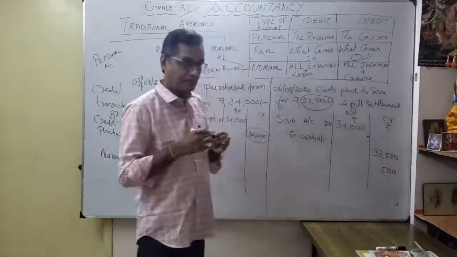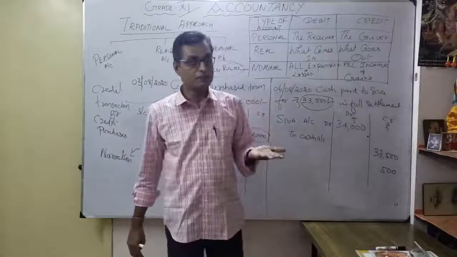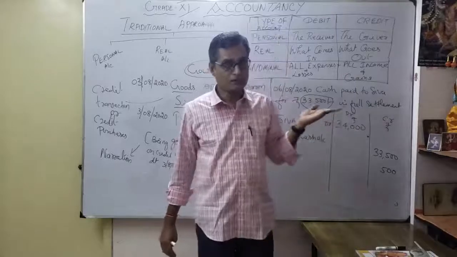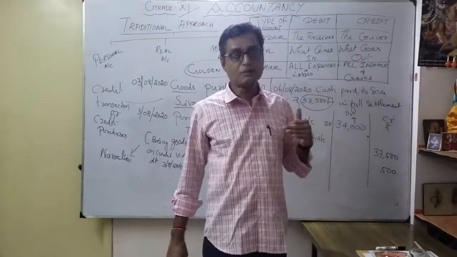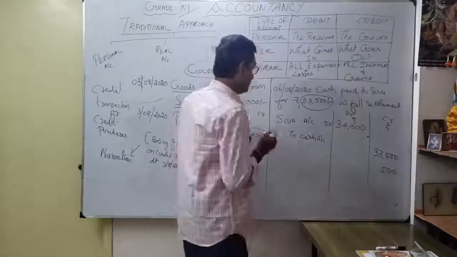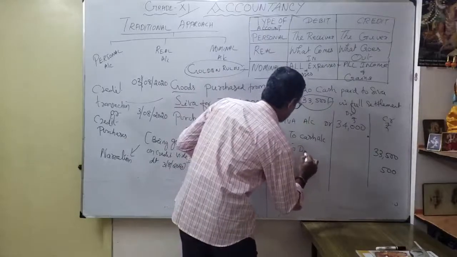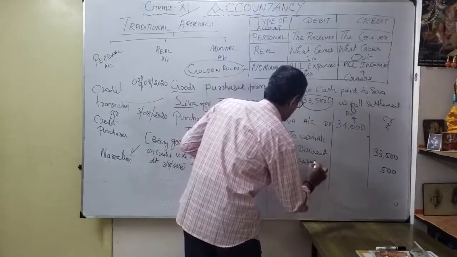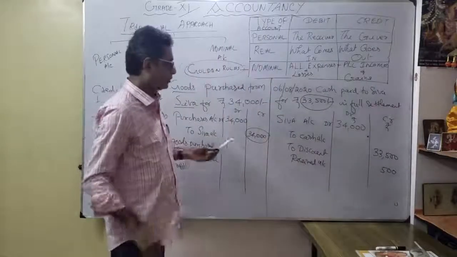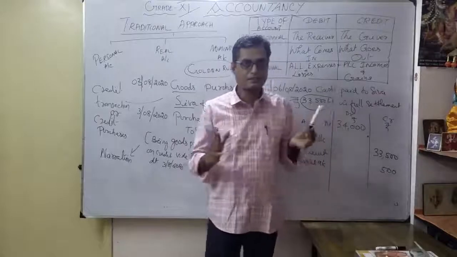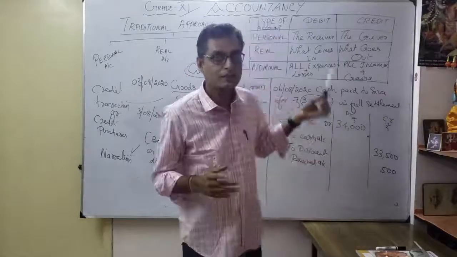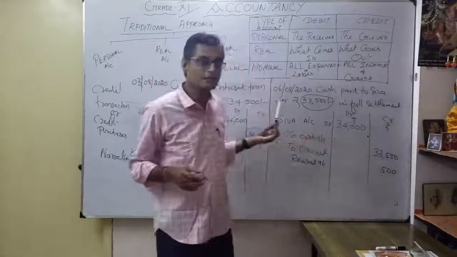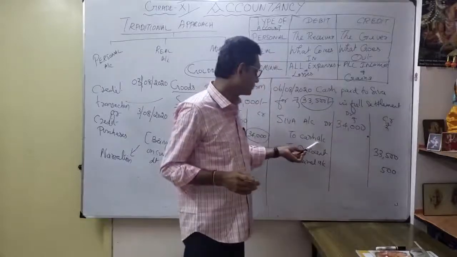What is that 500? In the earlier discussion on sales, we were allowing discount allowed. Now, as we have purchased from Shiva, Shiva is giving us some discount. That is called here, to discount received account. Understood? Now see whether my journal entry is correct or not. We always want to confirm by verifying with the rules. Shiva account, yes. Why am I debiting? It comes under personal account, so debit the receiver. Yes, 34,000.